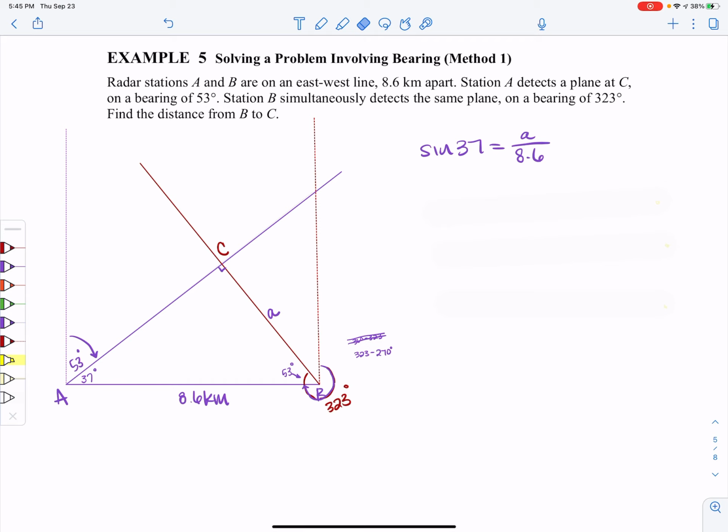So we'll set up our equation. Sine of 37 is equal to the opposite over the hypotenuse, A over 8.6. We'll multiply on both sides by 8.6. Throw that into the calculator. We'll get A equals 5.1756. Please notice, though, that all of my sig digs are in 2 digits. So we're going to have 5.2 kilometers for side A.